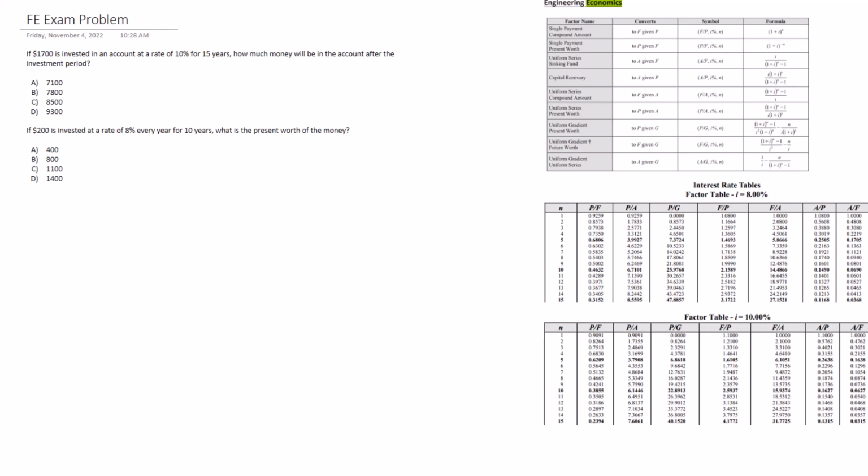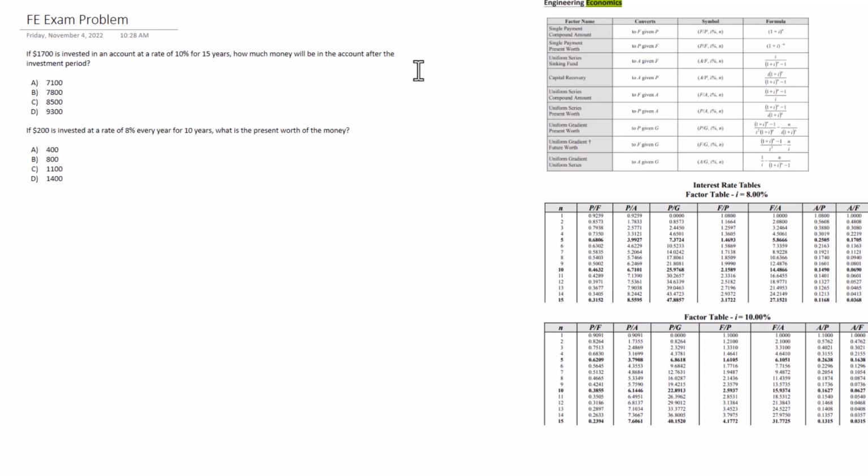Today we're going to be going over a pair of engineering economics problems, getting you familiar with the different converts that we have in our table and the different interest rate tables, how to use them, and then how to use them to get your final answer. So open up your FE handbook, get these tables out, and I'm going to read the problem statements here.